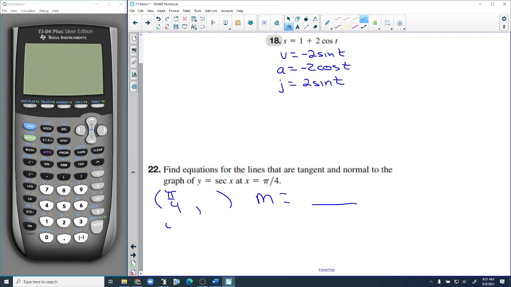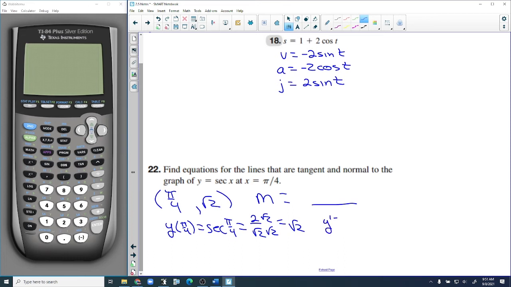So we have y of pi over 4, secant of pi over 4. Well, secant is the reciprocal of cosine. Cosine is square root of 2 over 2. So 2 over square root of 2. And you don't have to rationalize that. Equivalent forms are accepted, but we usually do on this one. So that's 2 over 2. That's just square root of 2. So square root of 2 is the function value. There's the point. Now I need the derivative.